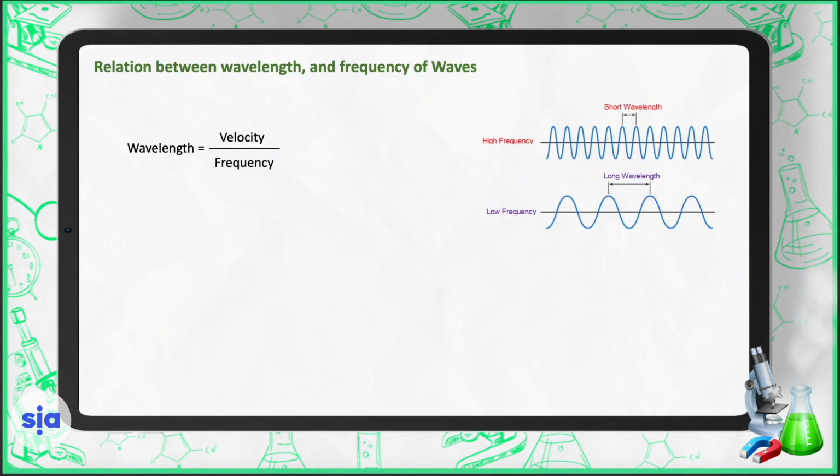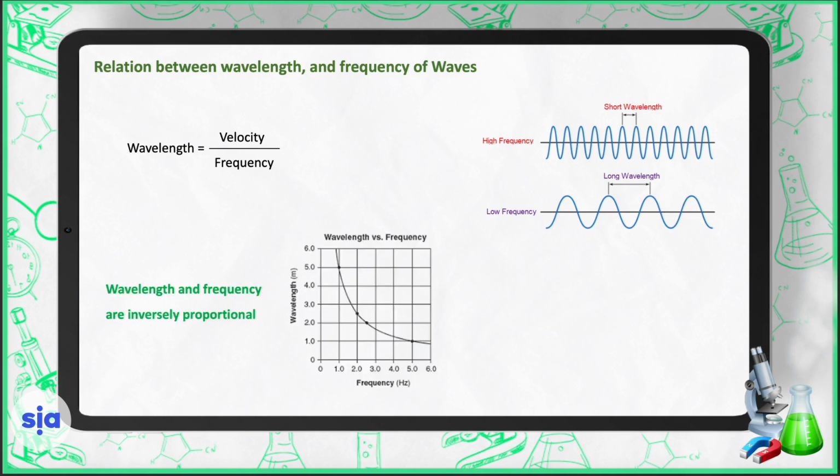Now, can you predict the relation between the frequency and the wavelength of any wave? Let's see together. In fact, the wavelength equals the velocity divided by the frequency. Therefore, in this graph, the relationship is obvious that it is inversely proportional. So wavelength and frequency are inversely proportional. This means short wavelength is accompanied by high frequency and long wavelength is accompanied by low frequency.